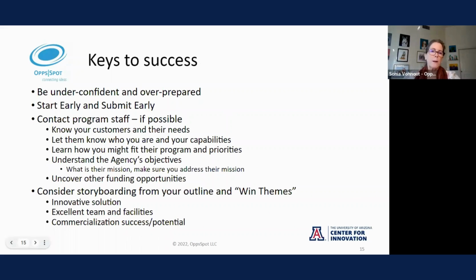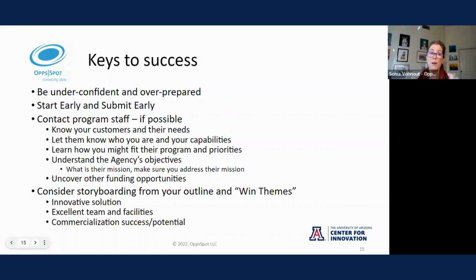So some bullets on keys to success. Be underconfident and over-prepared. So this is similar to the 80-20 rule. You're never going to be over-prepared, but just don't think that your idea is the best. You're in a very competitive environment here. There's going to be a lot of proposals submitted, and some topics far more than others. So you really have to give your best foot forward and wow your reviewers with your proposal and your idea.